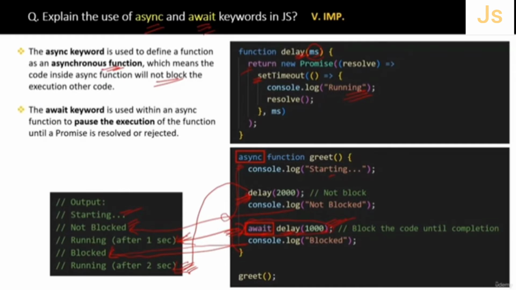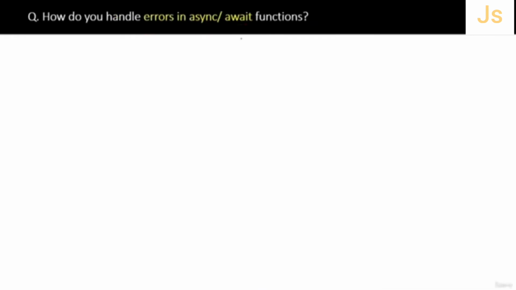The await keyword is used within an async function to pause the execution of the function until a promise is resolved or rejected. So that is the whole story about the two brothers whose names are async and await. How do you handle errors in async and await functions? You already know the answer.